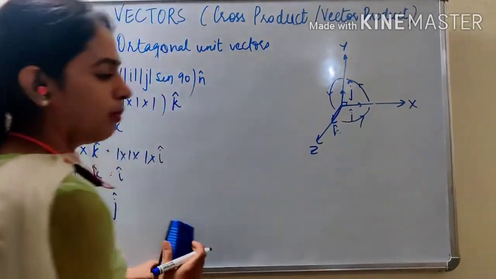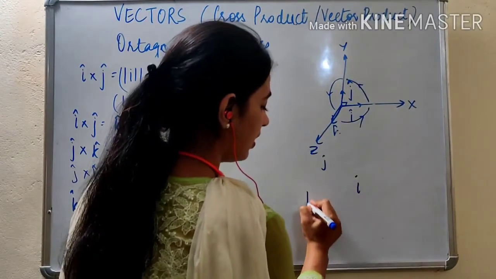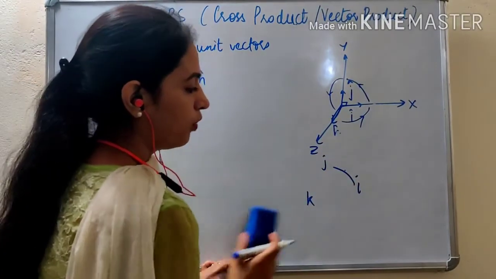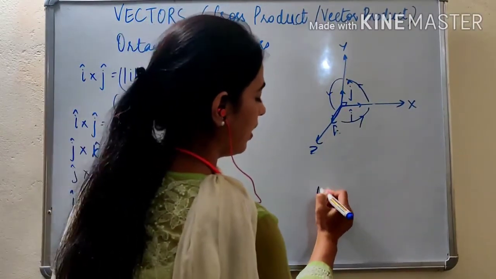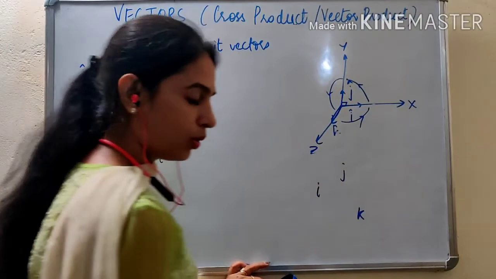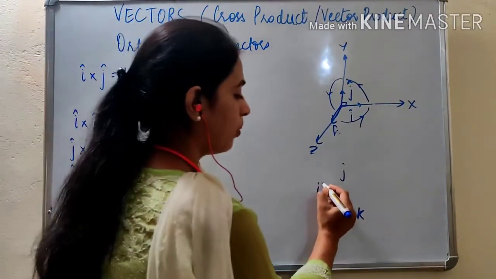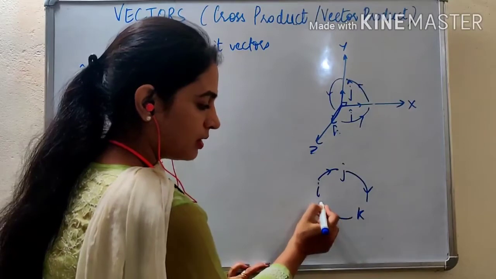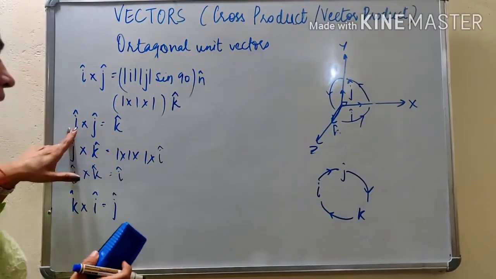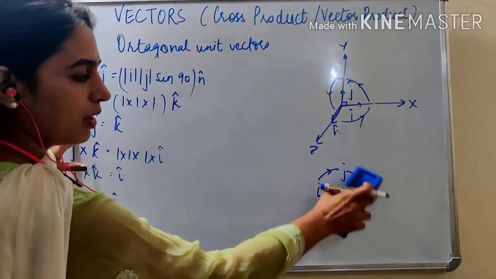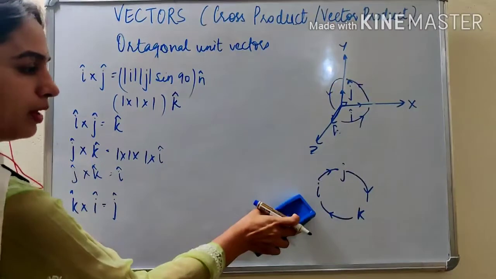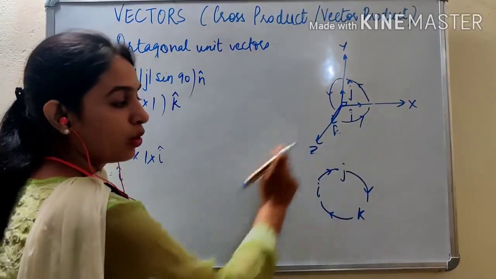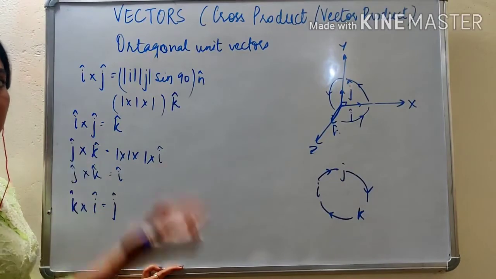So it's pretty simple to remember. Write i, j, k. When you go in the cyclic order, in the clockwise order from i to j, the resultant will be k cap. j to k, the resultant will be i cap. See, i cross j is k cap, j cross k is i cap, k cross i is equal to j cap. So write i, j, k and then go in the clockwise direction. The resultant will be the next vector.